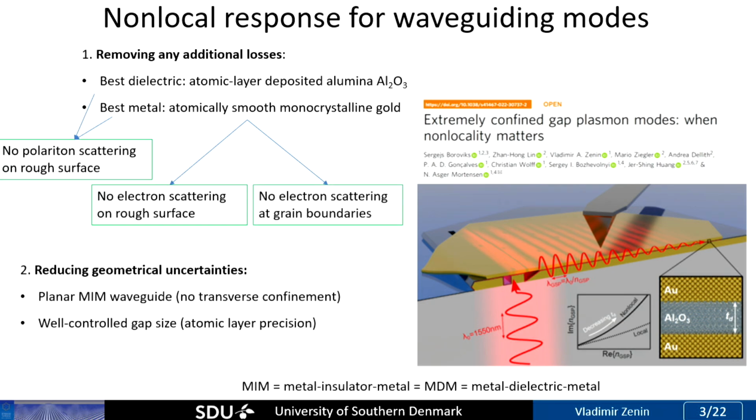And the next challenge, which we kind of solved, is that we reduced some geometrical uncertainty, which is usually present for nanoparticles. So we don't have any transverse confinement. We didn't cut it into striped waveguides. We used a planar waveguide, so just a flat gold flake. And then it was a well-controlled gap size, because it's atomic layer deposition, which means atomic layer precision. Well, actually, later on, we found out that it was not so controllable a gap size, and we decided, OK, the gap will be the free parameter to fit.